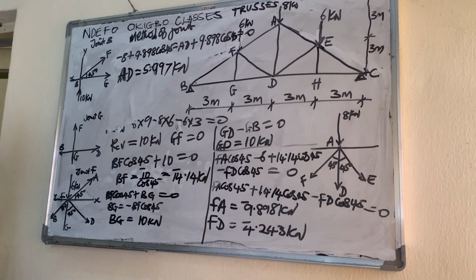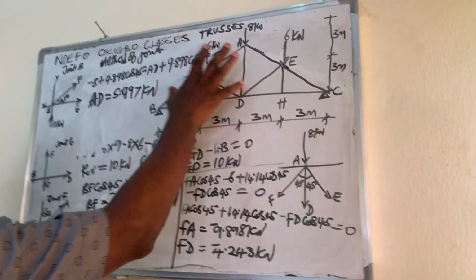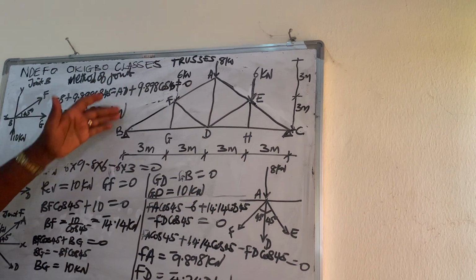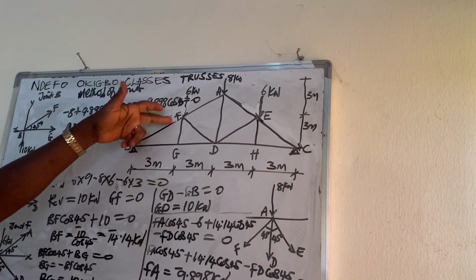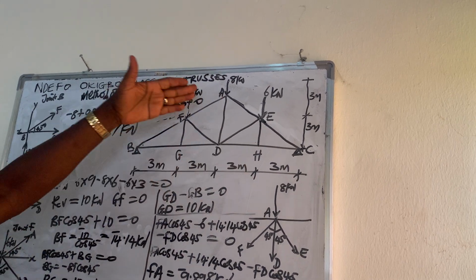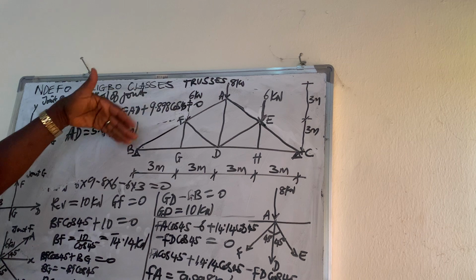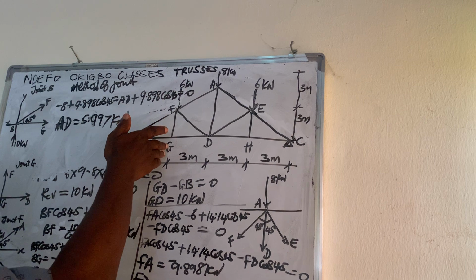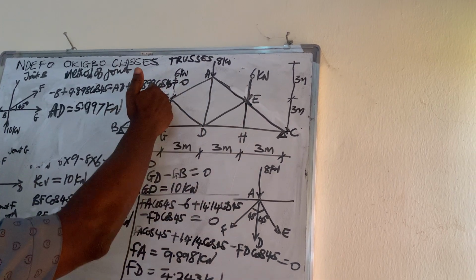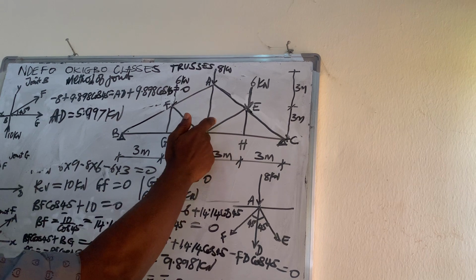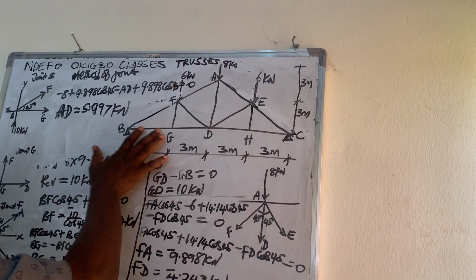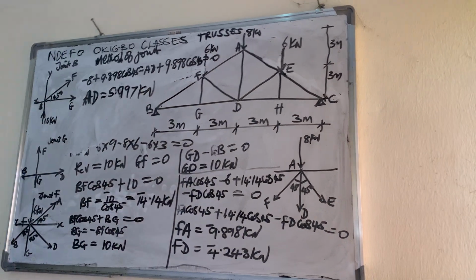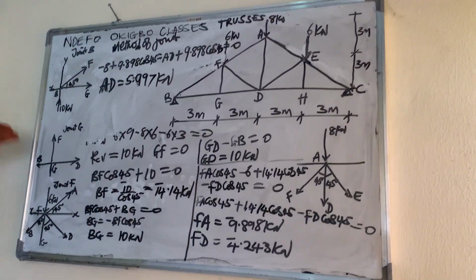So you see, all the forces in the members have been gotten, and the members can be designed. BF is the same as EC, FA is the same as AE. We've gotten FG, so we've gotten EH. We got FD, so we've gotten ED, and we got AD. So all the forces in the members of the truss have been gotten, and you can now design the truss if you wish to.